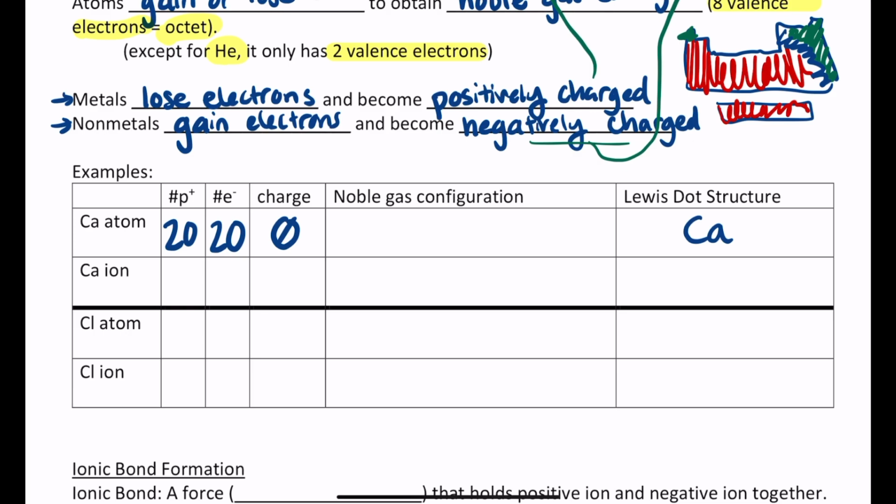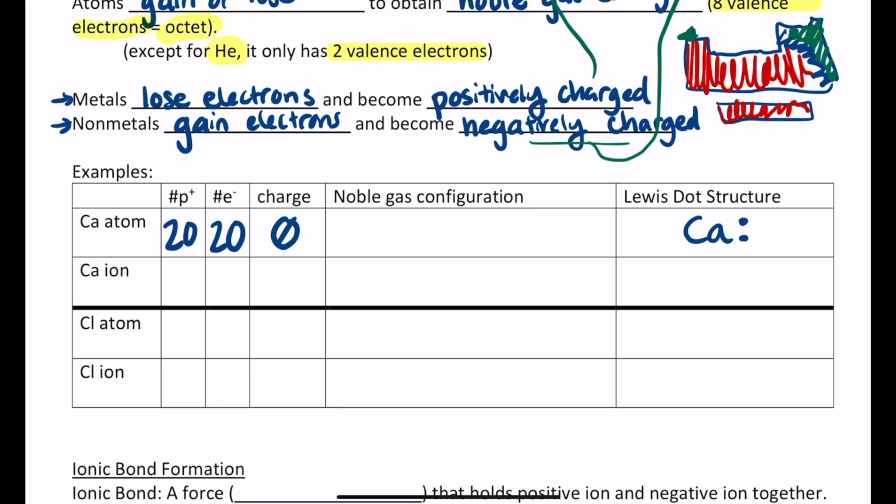And you can tell how many valence electrons there are just by looking at the group number on the periodic table. So calcium is in group 2A, so it's going to have 2 electrons around it. So we can just draw 2 dots around that symbol for calcium, and that is known as the Lewis dot structure.